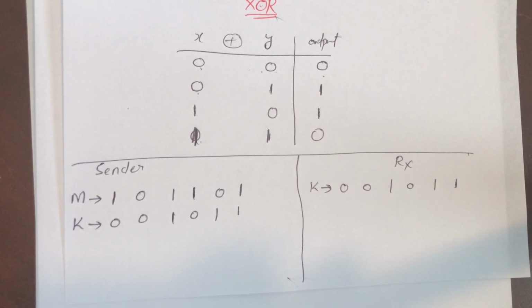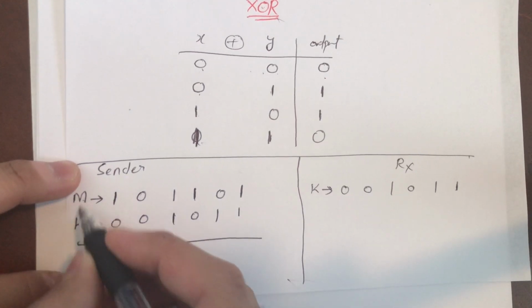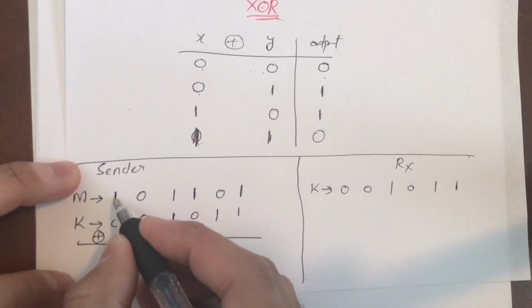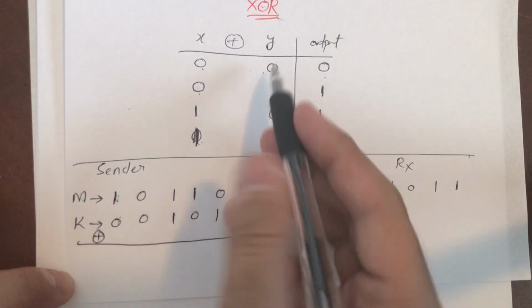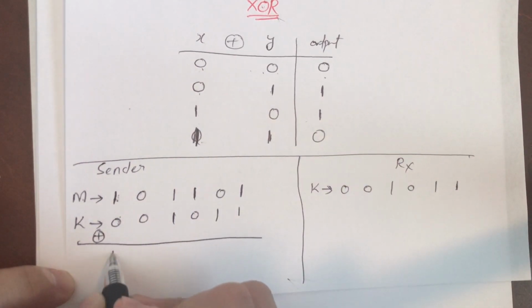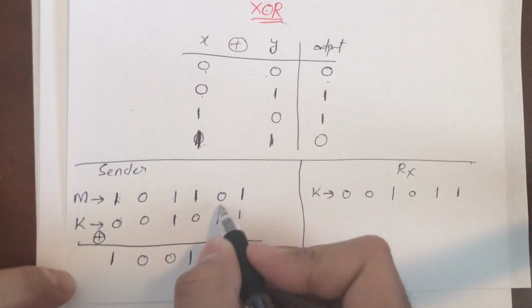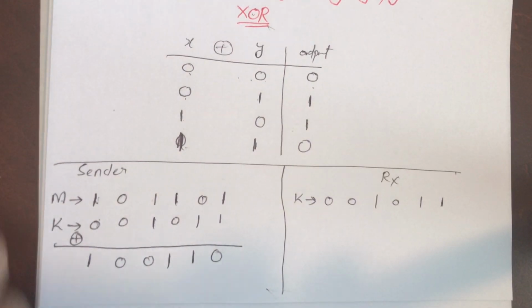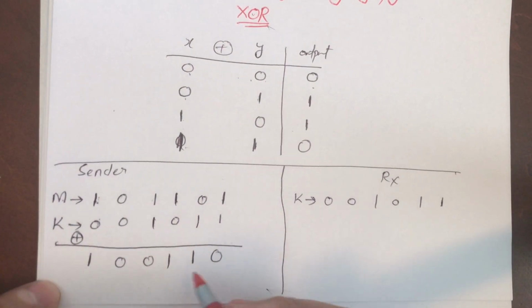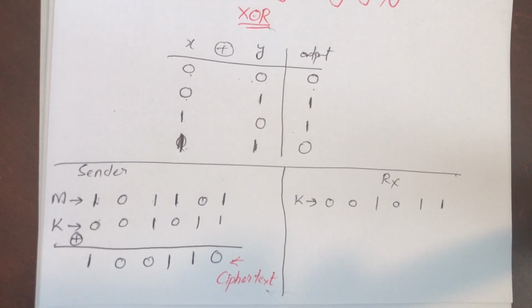Now what's going to happen? We will apply the simple XOR, and XOR is just the algorithm, M XOR K. So 1, 0, two values are different. What will be the answer? Different, 1. Same, 0. Same, 0. Different, 1. Different, 1. Same, 0. So this process is encryption, and this output is called ciphertext. And this is what we will transmit over an insecure channel.